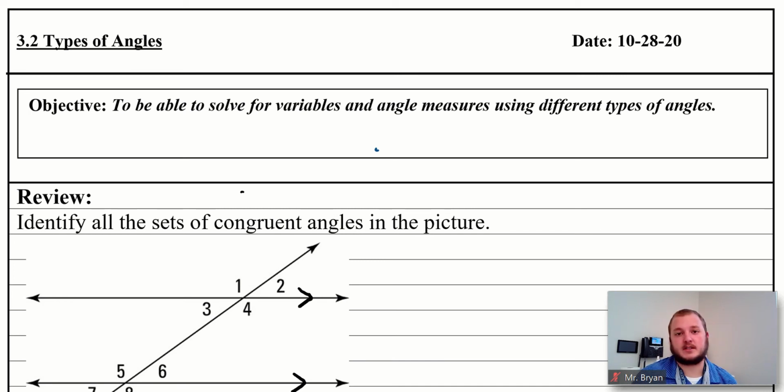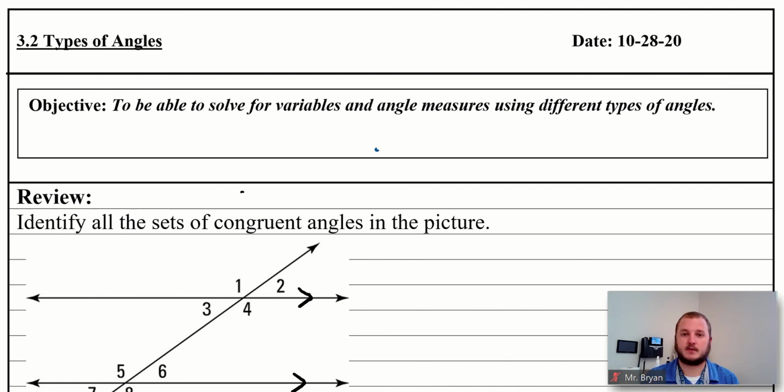We're getting into our next section of notes for this unit, where we're going through parallel and perpendicular lines. Lesson for today is 3.2, different types of angles. Today, we still have the same diagram that we've talked about, where we have two parallel lines being intersected by a transversal.